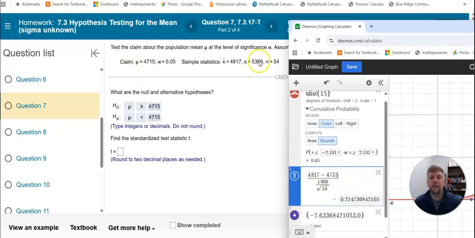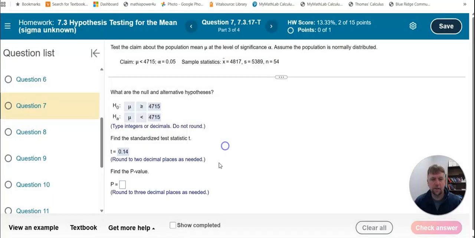And then the standard deviation is 5389. So I'm putting that down here. And then this divided by the square root of my sample size, which is 54. So I'll put the 54 right there. Okay, so there is my test statistic. I'm going to copy that. I'm going to put that right there. For the purposes later on, we still have to get the distribution right. But the test statistic is this rounded to 2 decimal places. That'll be 0.14. So there's my test statistic.